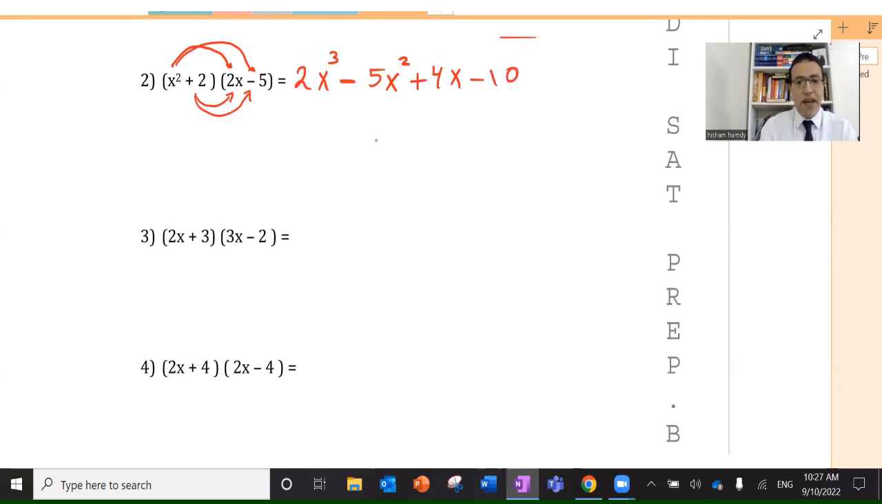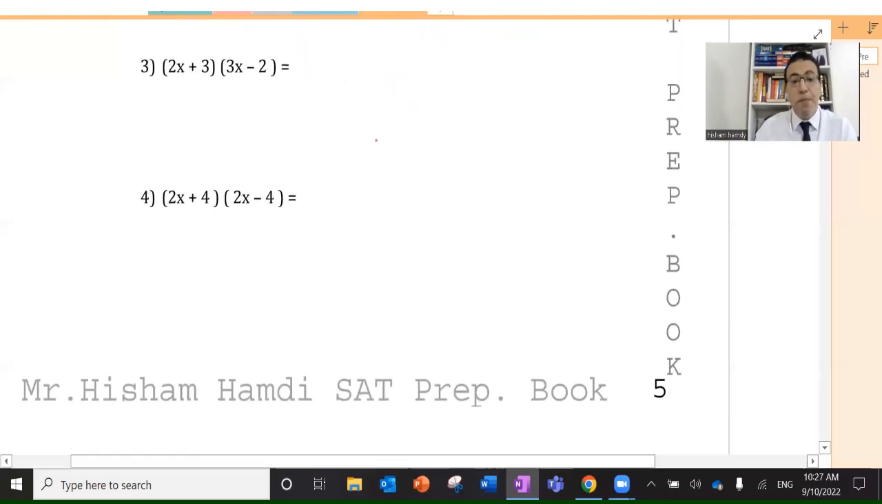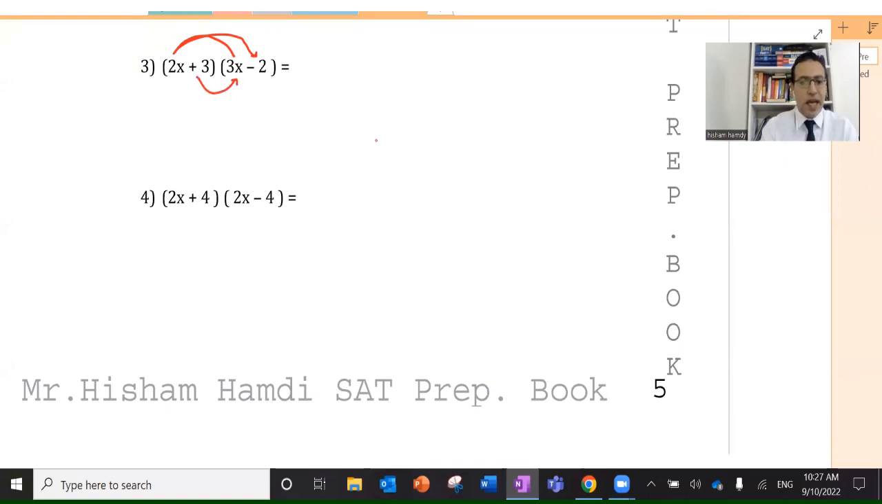Notice that I don't have any like terms here, so I'm not going to add anything. I keep the 4 terms together. But in number 3, when I'm multiplying, I will have like terms in the middle. 2x multiplied by 3x, then 2x multiplied by negative 2. 3 multiplied by 3x, and 3 multiplied by negative 2. 2x multiplied by 3x is 6x squared. 2x multiplied by negative 2 is negative 4x. 3 multiplied by 3x is 9x, and 3 multiplied by negative 2 is negative 6.